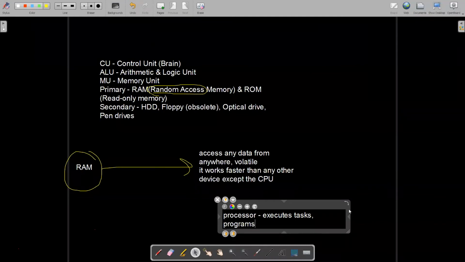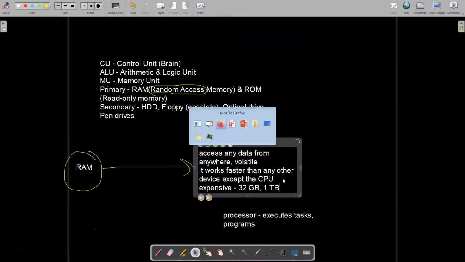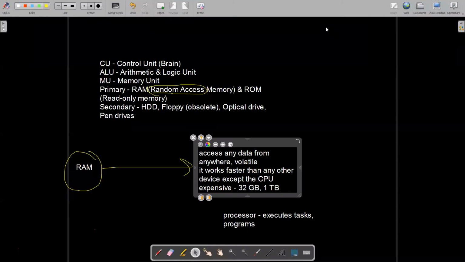Got it? So RAM is usually very expensive, even more expensive as compared to hard disk drive, and it is available in limited quantities. But today you can find RAM which extends up to 32 GB and even up to 1 terabyte. Okay, it all depends upon the amount of money you are ready to spend on that. Got it? So this is RAM.